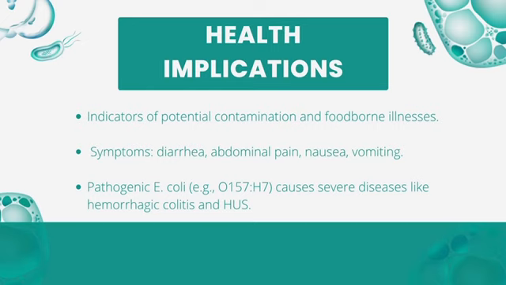Now, health implications. If someone was exposed to food or water or anything and they ingested something that was contaminated, they can get foodborne illnesses. Some of the symptoms that they will get are diarrhea, abdominal pain, nausea, vomiting. Pathogenic E. coli O157:H7 causes severe diseases like hemorrhagic colitis and HUS. So be careful that your food is not contaminated because it will affect your health and put you at risk.